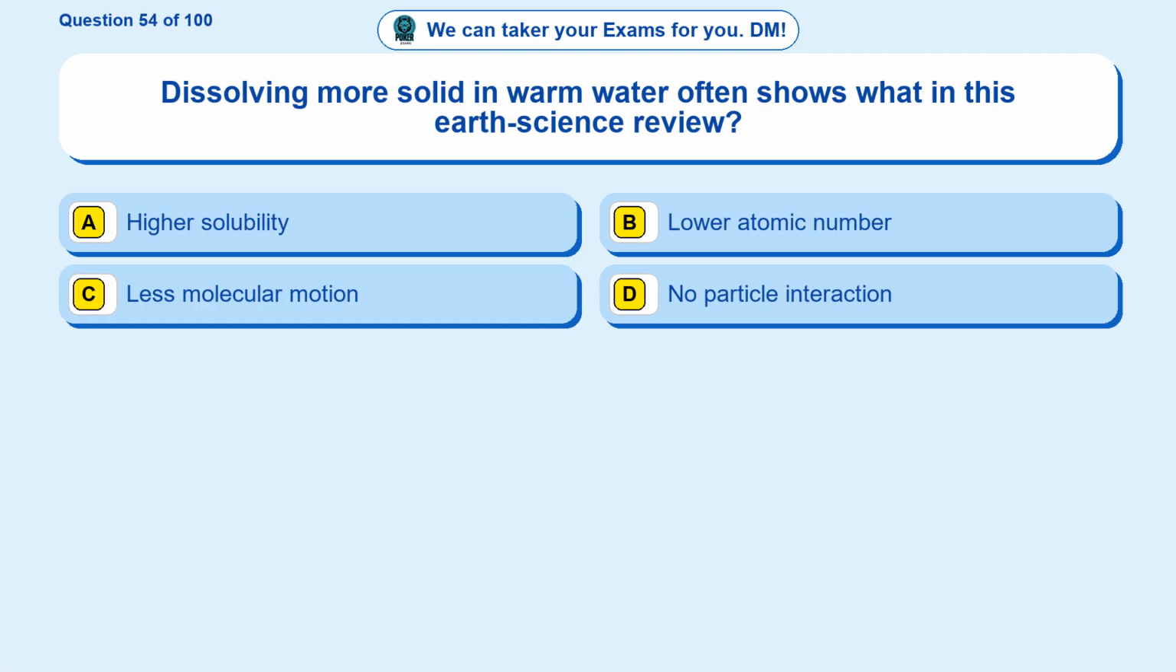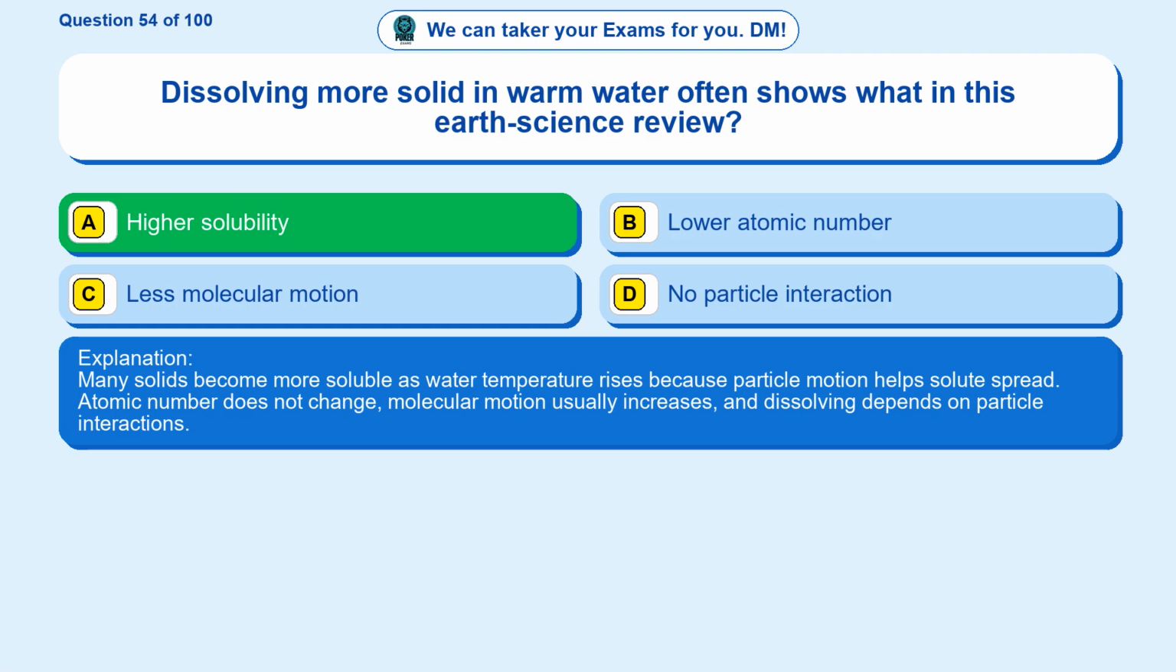Question 54. Dissolving more solid in warm water often shows what in this earth science review? Option A, higher solubility. Option B, lower atomic number. Option C, less molecular motion. Option D, no particle interaction. The correct answer is option A, higher solubility. Many solids become more soluble as water temperature rises because particle motion helps solute spread. Atomic number does not change, molecular motion usually increases, and dissolving depends on particle interactions.